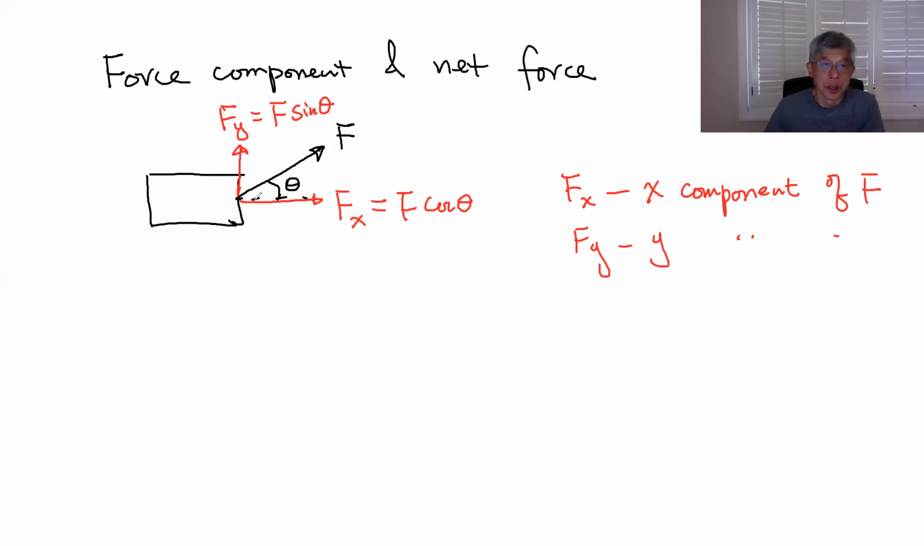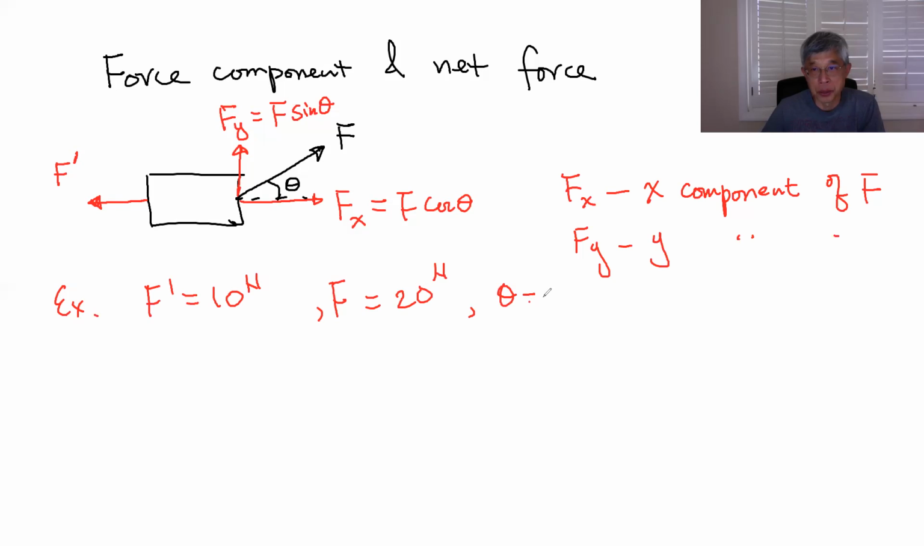Okay, so then if we want to compute the net force, let's see, there's another force going this way here. I'm going to call this one F prime. And we're going to give an example here. Let's say F prime is equal to 10 Newtons, and F is equal to 20 Newtons, and theta is equal to 30 degrees.